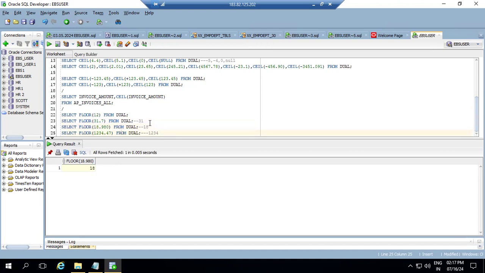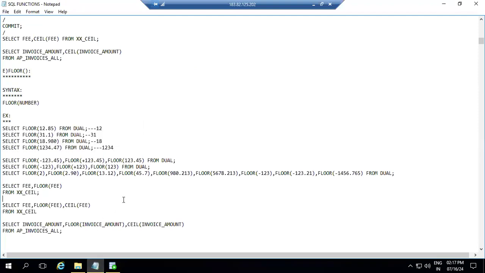Coming to the next one, it is 1234.47. Obviously our output is 1234 only. Same thing you will get, right? In this itself, we have some negative values. For example, here you have a negative value: select floor minus 123.45 against floor value 123.45. Same thing, one we are using with the plus, another with the minus. How will it consider that now?